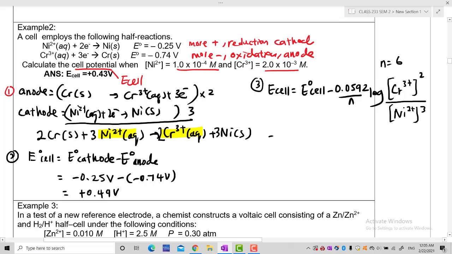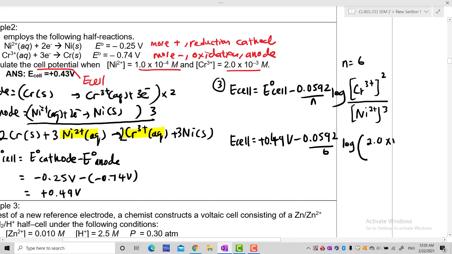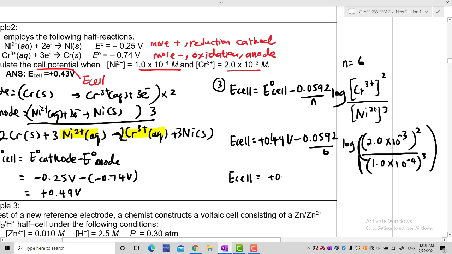Okay, now we substitute all the information. So E cell equals positive 0.49 volt minus 0.0592 over 6 log chromium. The chromium now is 2.0 times 10 minus 3 to the power of 2, over the nickel, which is 1.0 times 10 minus 4 to the power of 3. Okay, bracket. Now students, can you show your calculation? Don't forget this is a bracket overall. So at the end you will get the answer: E cell equals positive 0.42 volt.